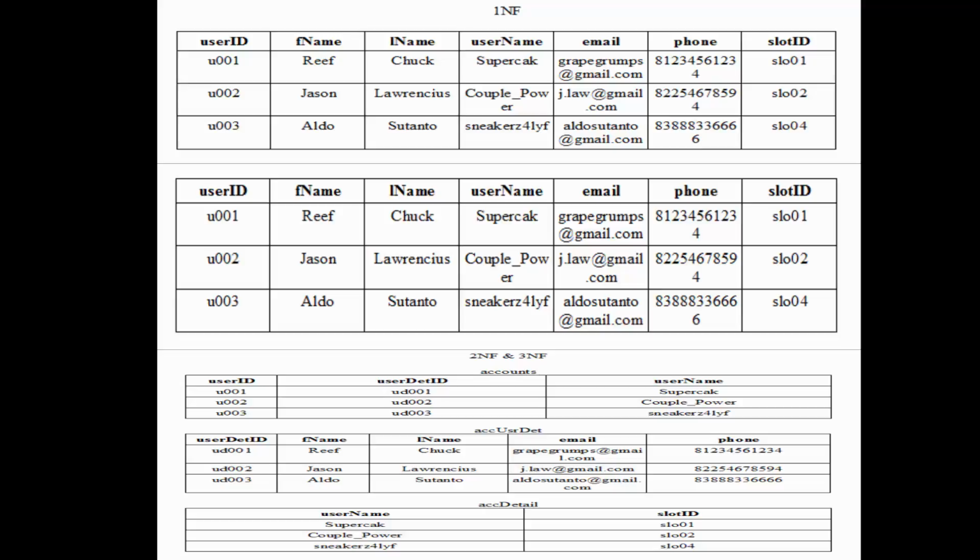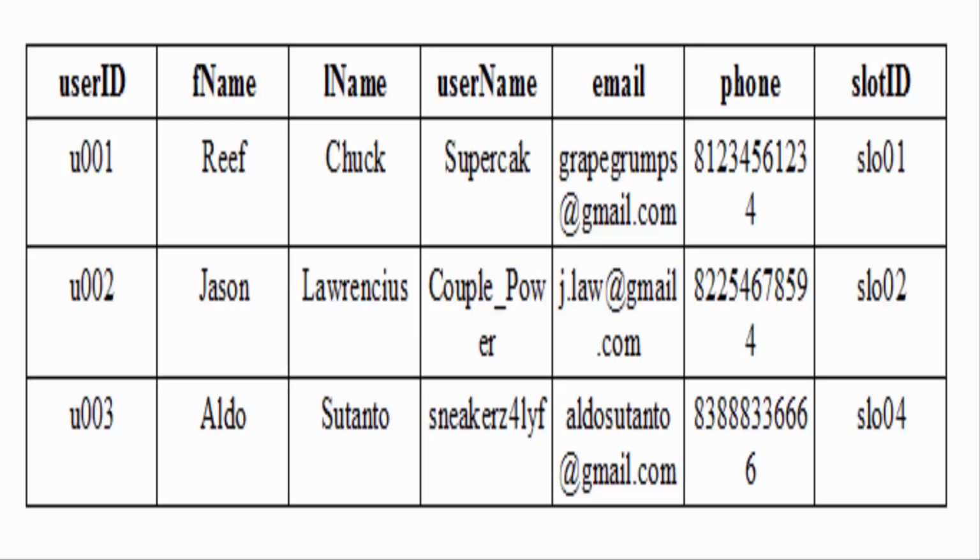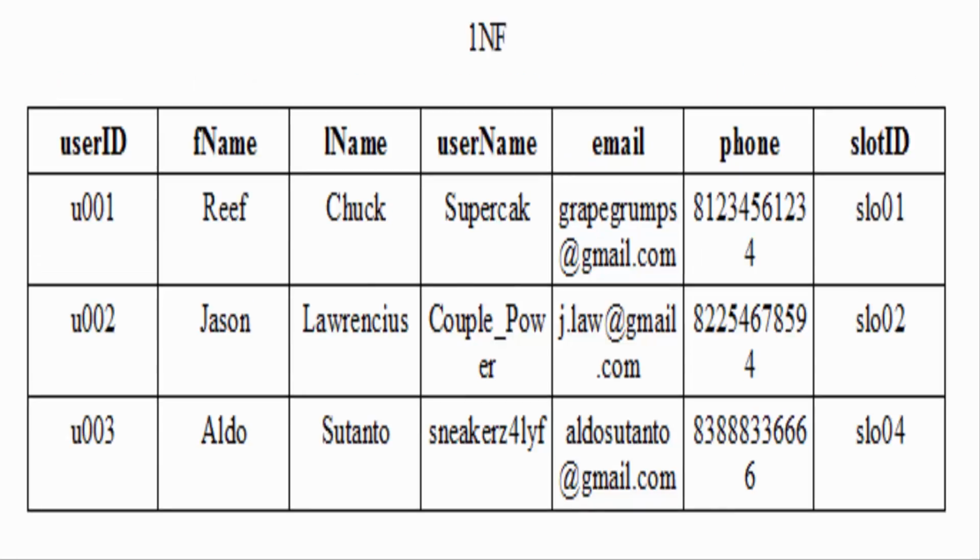Okay, now that we have classified the normalization, let's get into the Dungeons and Dragons Online normalization. For the first normalization, we will use the table accounts. As you can see, this is the unnormalized form of the table accounts. It has user ID, first name, last name, username, email, phone, and slot ID. For the first normal form, it is not different from the unnormalized form because it has no repeating data, therefore it is also the first normal form.